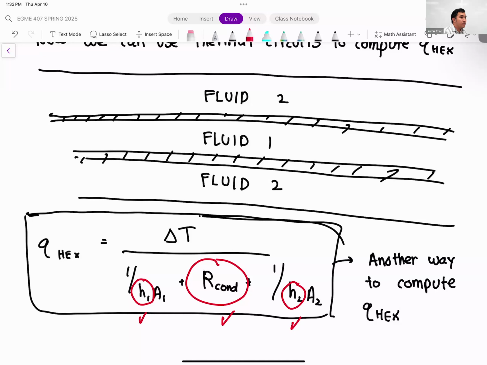Sorry, does this matter if it's parallel or counter flow? This does not matter. Yeah, so this is valid for both.